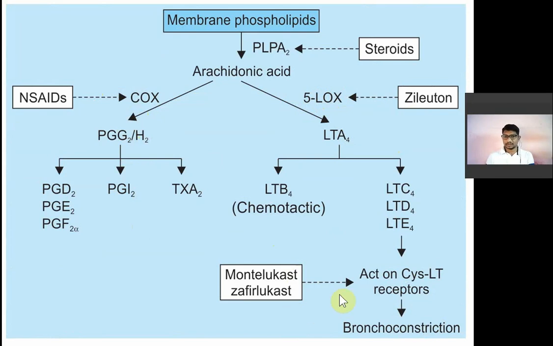Again, in the mast cell, cysteinyl leukotriene receptors are there. They are inhibited by two drugs, montelukast and zafirlukast. So these are the different kinds of drugs that block the synthesis of endogenous mediators of pain, inflammation, and bronchoconstriction.